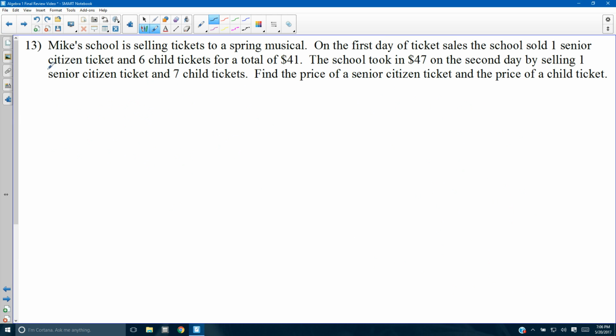Number 13, ooh, word problem. That's fun. Mike's school is selling tickets to a spring musical. On the first day of ticket sales, the school sold 1 senior citizen ticket and 6 child tickets for a total of $41. The school took in $47 on the second day by selling 1 senior citizen ticket and 7 child tickets. Find the price of a senior citizen ticket and the price of a child ticket.